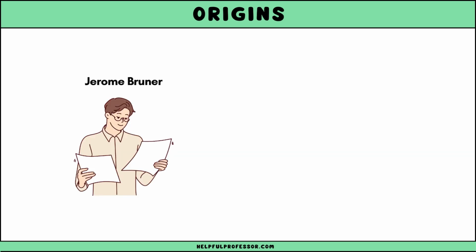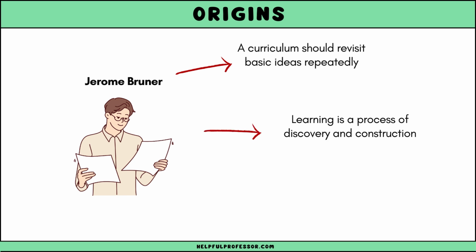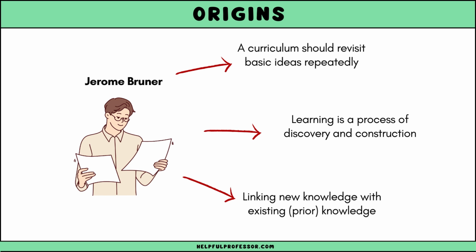Developed by educational psychologist Jerome Bruner in the 1960s, the spiral curriculum is based on the premise that a curriculum should revisit basic ideas repeatedly, building on them until the student has grasped the full formal apparatus that goes with them. Bruner's theory asserts that learning is a process of discovery and construction, and the spiral approach enables learners to link new information with existing knowledge, thus promoting a deeper understanding over time.